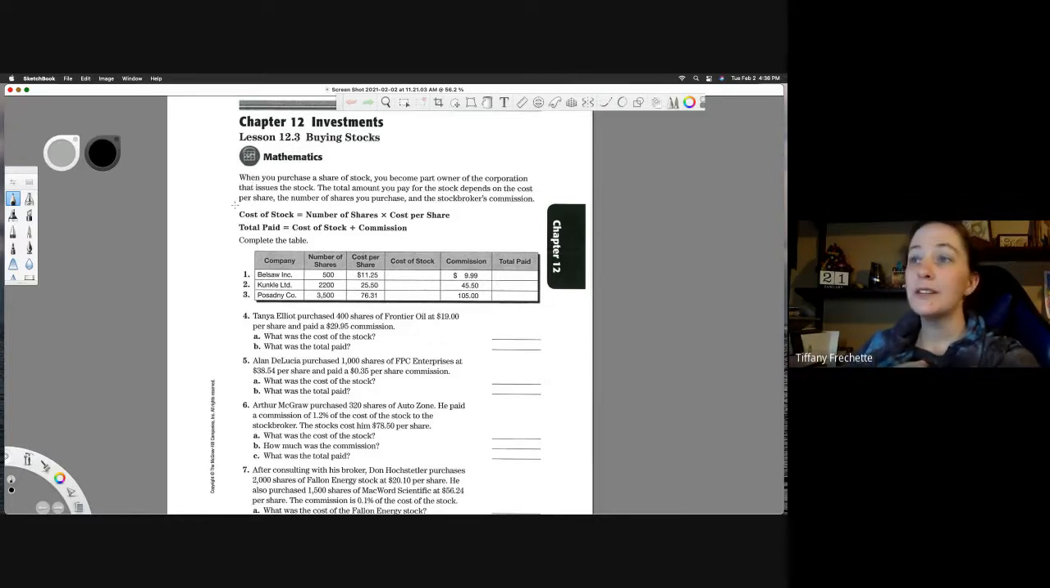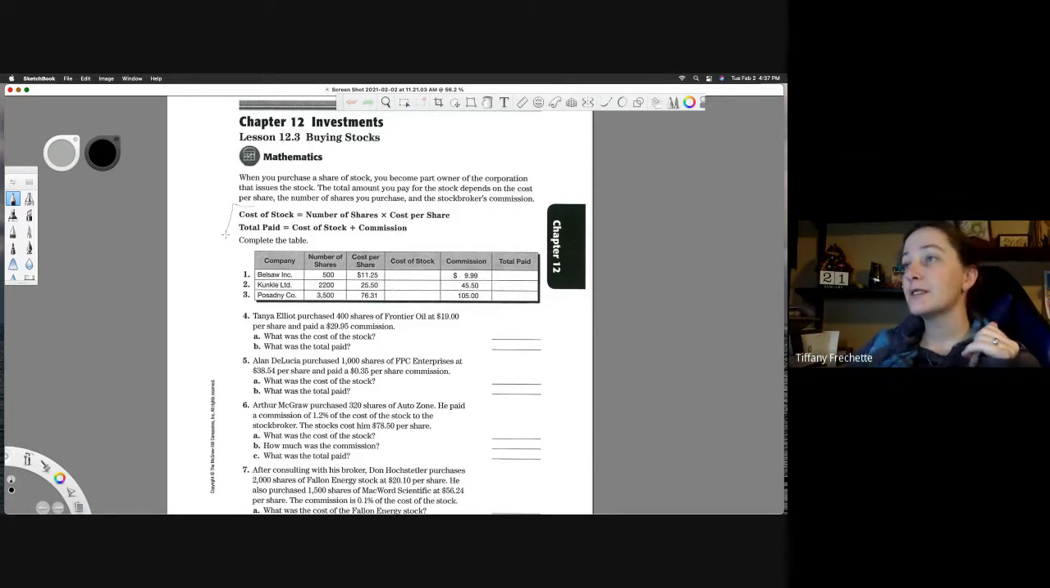They always give us a little summary of what we're going to be doing at the top here. When you purchase a share of stock, you become part owner of a corporation that issues the stock. The total amount you pay for the stock depends on the cost per share, the number of shares you purchase, and the stockbroker's commission. So there's a couple of things you have to take into account when you're buying stocks. There's a whole lot more that goes into deciding which stock you're going to buy, but right now we're just going to focus on the very simple. You've already decided which one, and here are some of the basics about it.